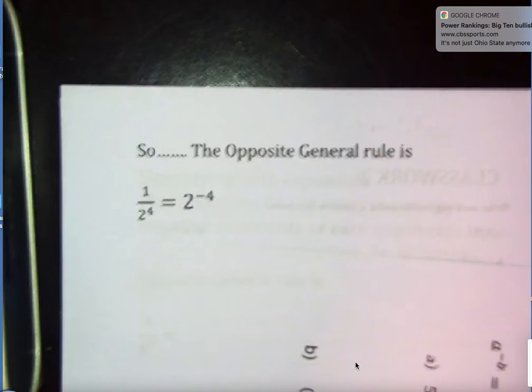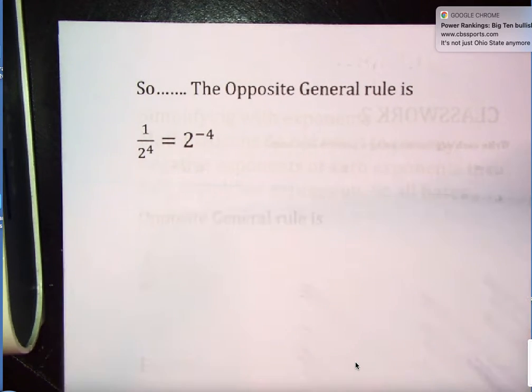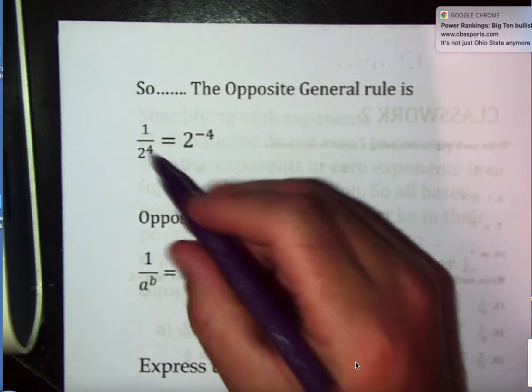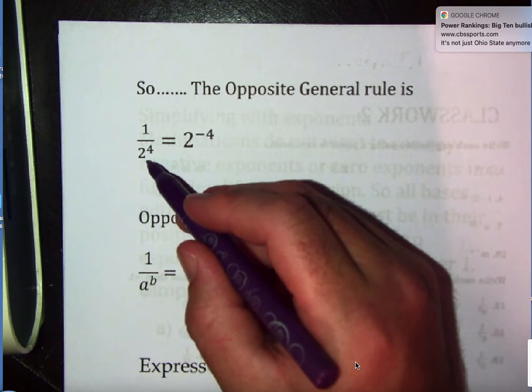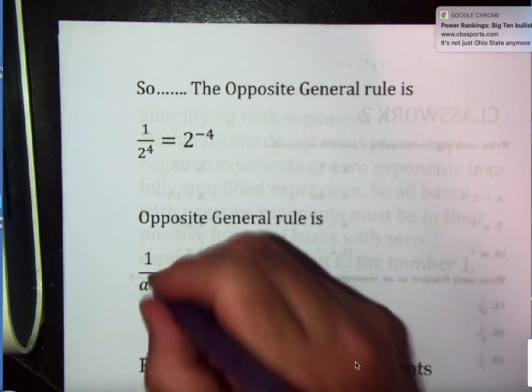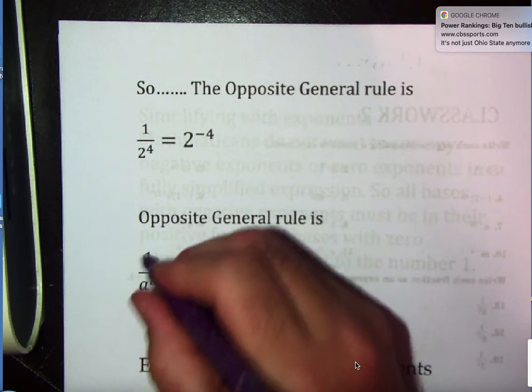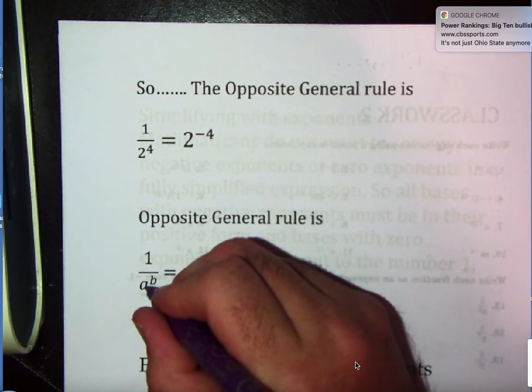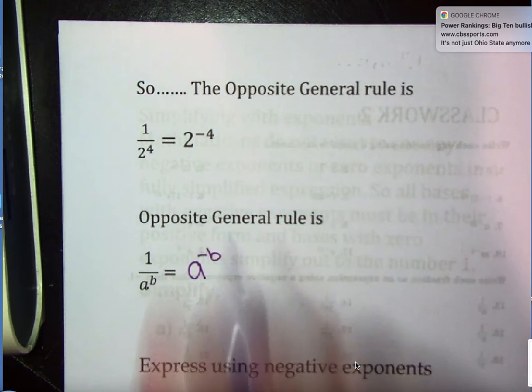And so we also hinted at this idea of the opposite rule, right? If you have 1 over 2 to the fourth, you can move it up and say that that is 2 to the negative fourth. So if we have 1 over a to the b, that's the same as saying a to the negative b power.